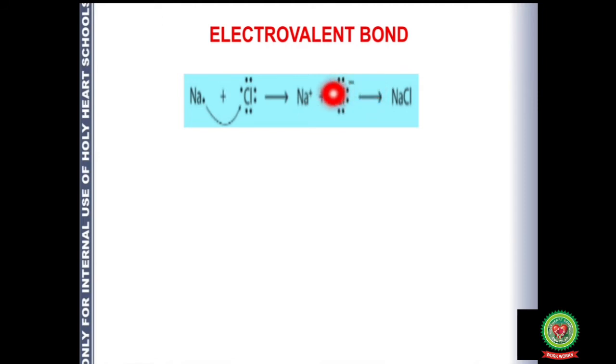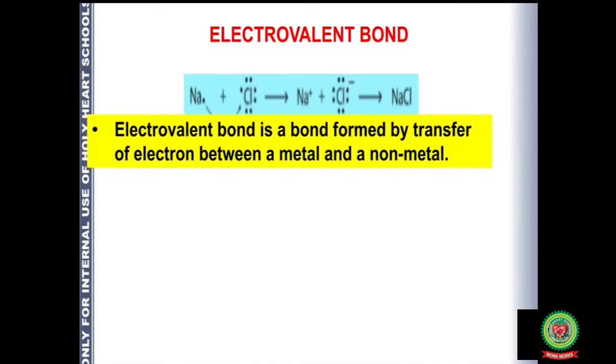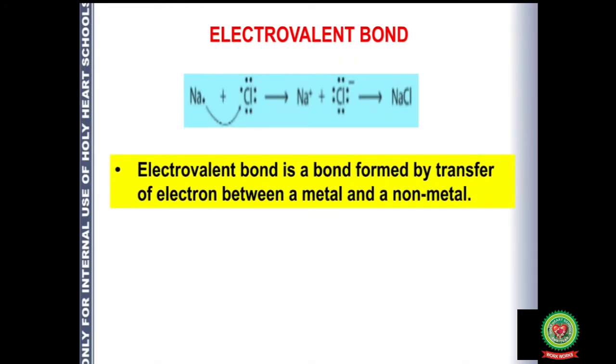The charge is positive on sodium and negative on chlorine. Oppositely charged particles are attracted towards each other, and the bond formed by such an attraction is known as electrovalent bond, and the attraction is known as electrostatic force of attraction. So let us now define electrovalent bond.